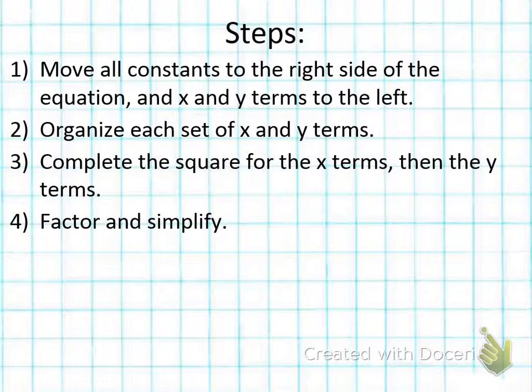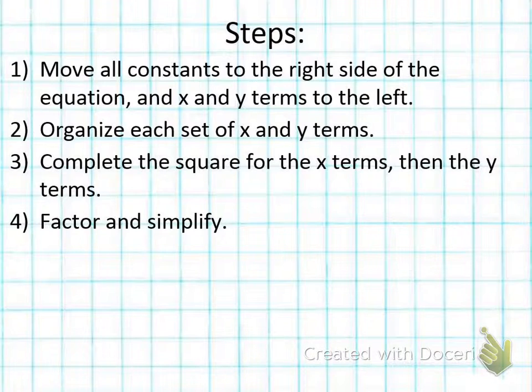Okay, so the first thing that you're going to want to do with these equations is move all of the constants to the right-hand side and all of the x and y terms to the left-hand side. Okay, so just a little organizing. So you'll just add or subtract to move it over, right? Nothing too crazy.